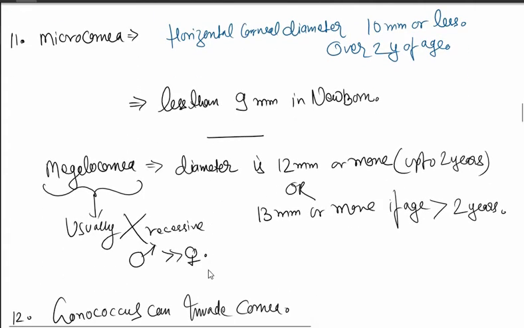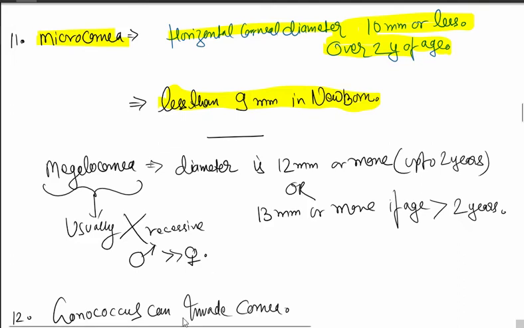Next one, microcornea किसे बोलेंगे? So microcornea, the horizontal corneal diameter 10 mm or less over 2 years of age. Okay, so over 2 years of age 10 mm or less microcornea बोलेंगे. And in a newborn, if it is less than 9 mm, this is microcornea.